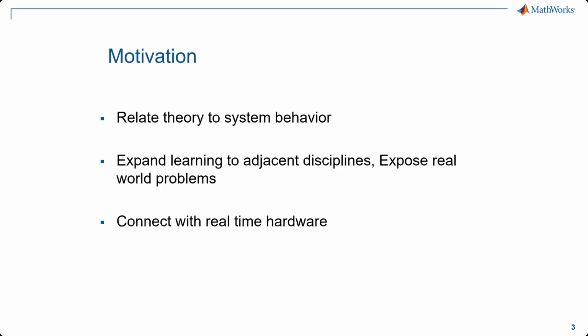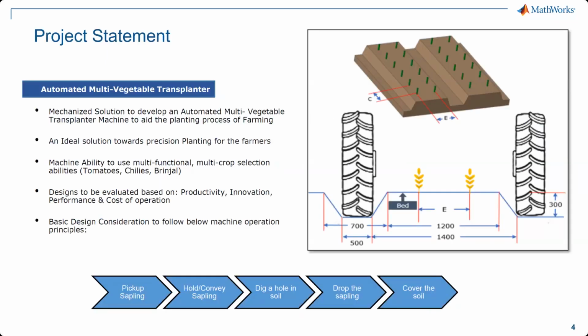I would encourage you to drop your queries in the chat, and we'll take them by the end of this session. So moving ahead, this is the project statement: we have a multi-vegetable transplanter, and there is a specification given to you by the committee or the organizer, about the space between the wheels, the space between the different beds, and all those things. And there will be one tray where the saplings would be.